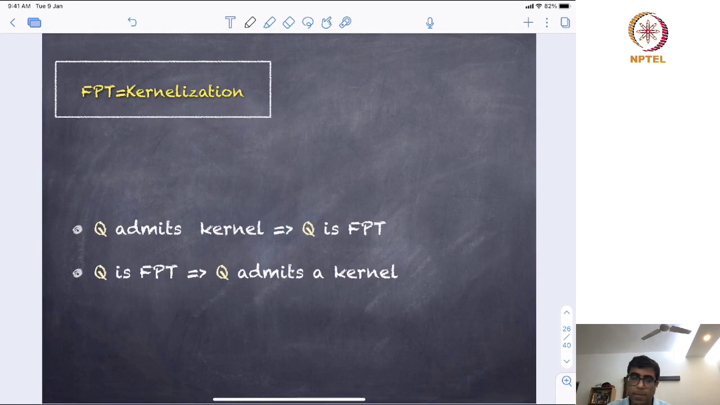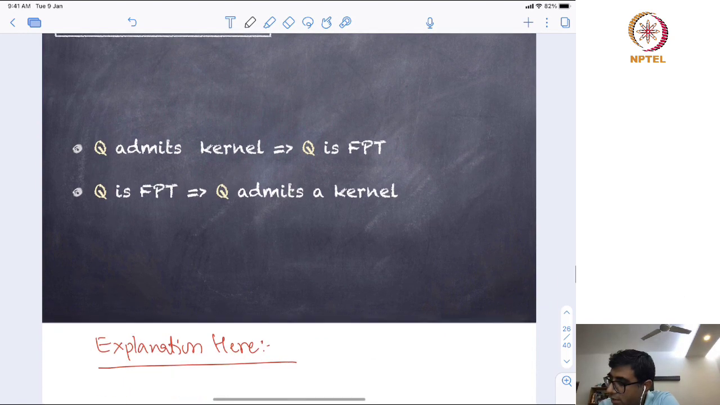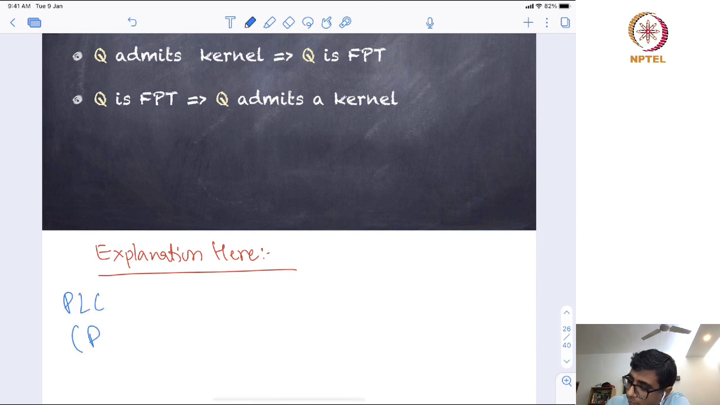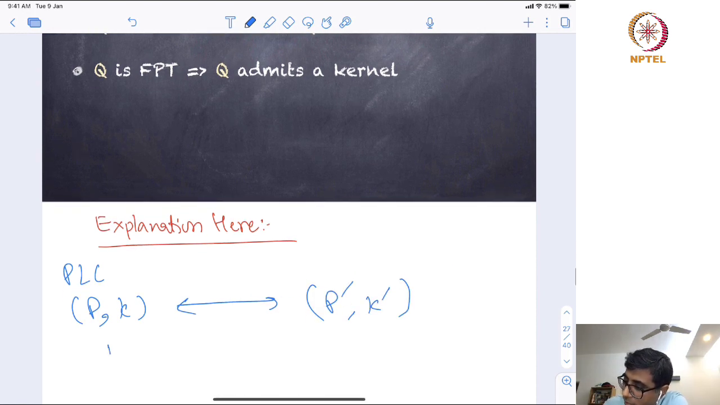Now, it is very natural to say that the moment Q admits a kernel, Q is fixed parameter tractable, right? Look at why we say this. Take the point line cover example. Given a set of points P and k, in polynomial time we got an equivalent instance P prime, k prime, where in fact k prime was less than or equal to k and P prime was less than or equal to k square.